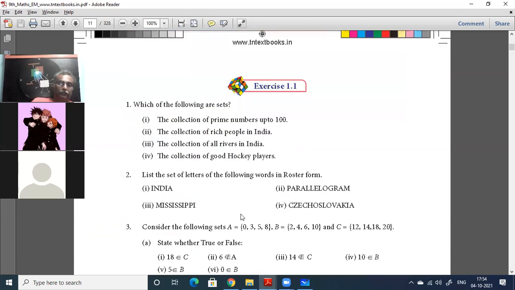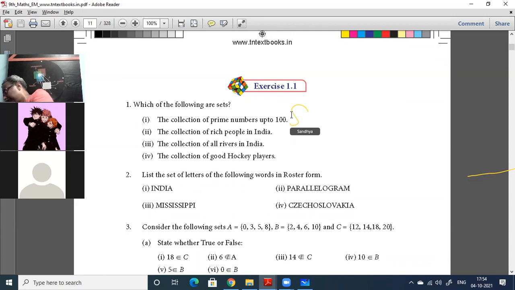That's all. So good. Which of the following are sets? You tell me now. Exercise 1.1. One first, Sandhya tell me, then Arpana tell me, we can keep going. Collection of prime numbers up to 100. Is it a set or is it not? Is it a set, uncle? This is a set. Right? Okay, it is a set.